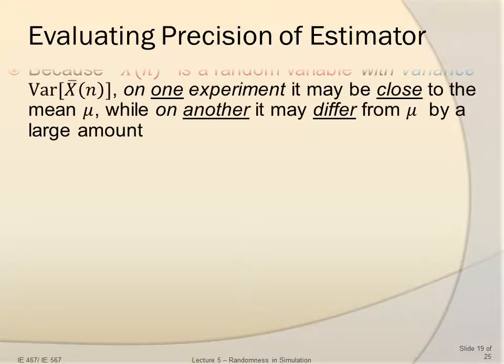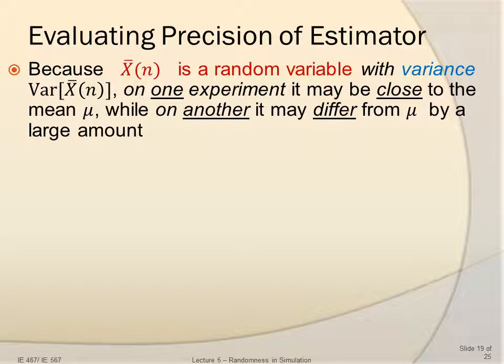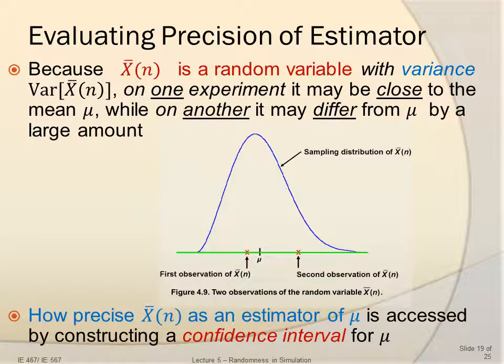So to evaluate the precision of the estimator, we could do the following. Because X bar of n, which is our sample mean, is a random variable with the variance Var of X bar n, on one experiment it may be close to the mean mu, but on another it may differ from mu by a large amount. So how precise this estimate of the sample mean as an estimator of the population mean mu is assessed by constructing a confidence interval, and the figure illustrates the concept.